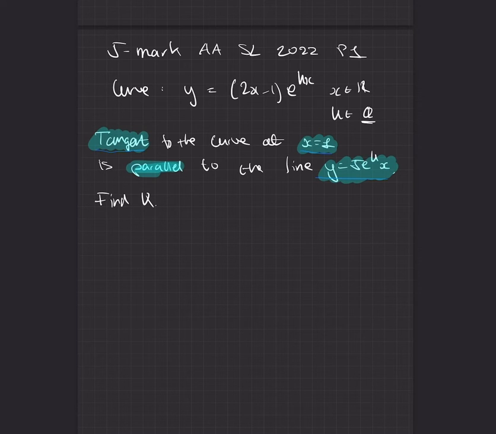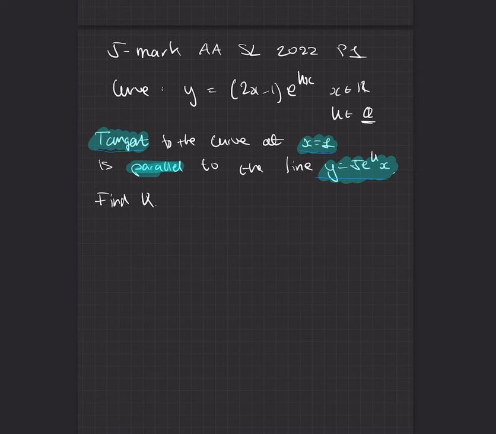So let's get started. They've given us this curve, y equals 2x minus 1 multiplied by e to the kx, and they told us k is an element of the rationals. They've also told us that the tangent to the curve at x equals 1 is parallel to the line y equals 5e to the k, all multiplied by x. I've highlighted this because it's important information: if the tangent is parallel to something, that means their gradients are equal.